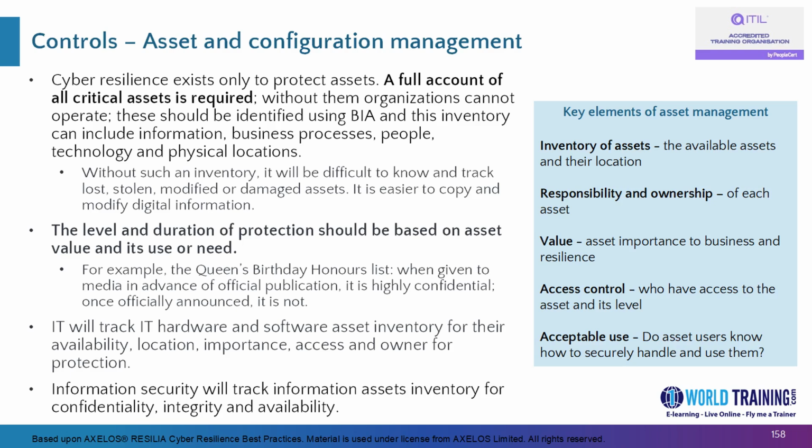So in the box, we see some of the key elements of asset management. First of all, to maintain an inventory of assets, meaning which ones are available, what their location is, and any other key information. Responsibility and ownership for each asset: who is owning it. Value: the asset's importance to business and resilience rather than the financial value. Access control: who will have access to the asset and what level of access, what kind of permissions. And lastly, acceptable use, meaning do asset users know how to securely handle and use them.